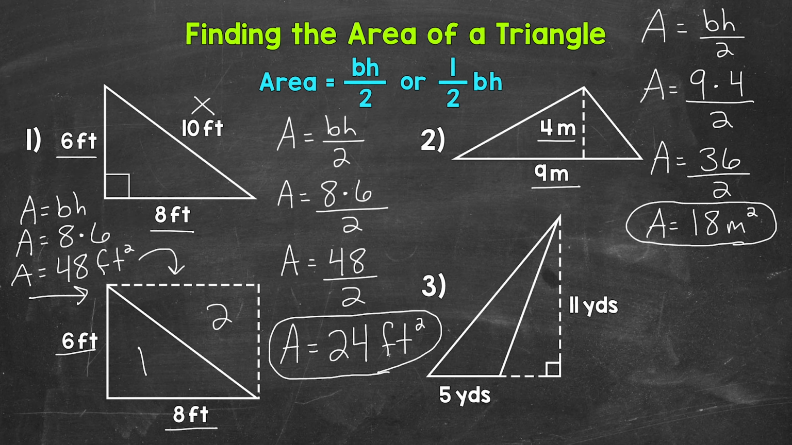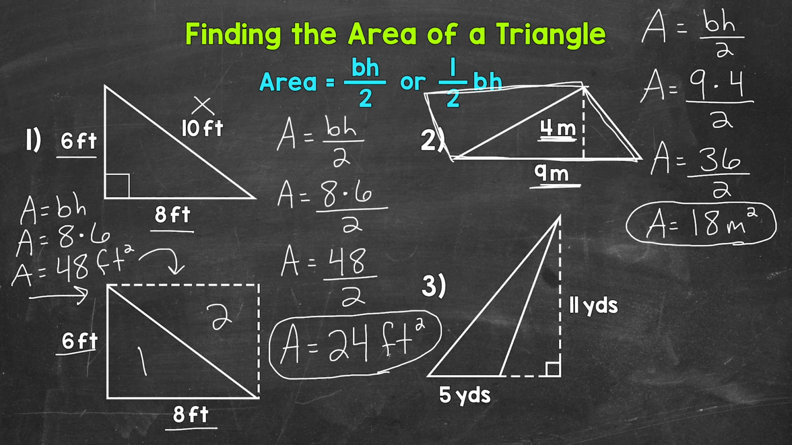Now just to show again why we take half, I'm going to double this triangle. So let's make a copy of this triangle to create a parallelogram. So we have the copy of the triangle right here. It's not the best, but we have a parallelogram right here. So we have the base of 9 times the height of 4. That gives us an area of 36 square meters for that parallelogram. And then we take half to find the area of the triangle.